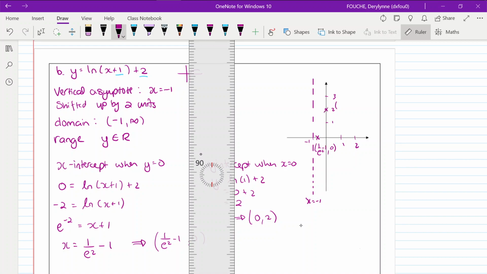And here I have my point 0 and 2. I've got 2 values there, or 2 points. I can sketch my function. And that's y equals ln of x plus 1 plus 2. All right.